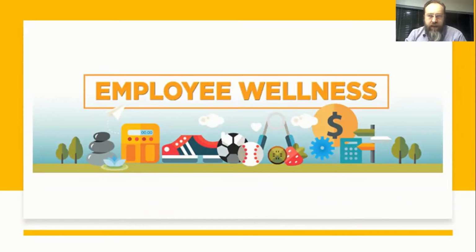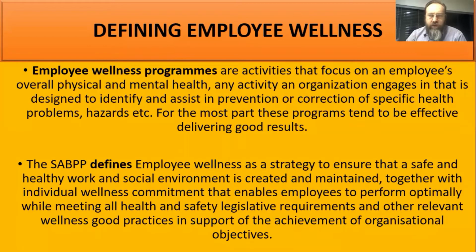So what I'd like us to look at is some of the employee wellness strategies. And I think the best way of kicking off this particular module, outcome 2, is to look at a definition of employee wellness. And of course, this is the activities that focus on the overall physical, but also the mental health. Any activity that an organization engages in, which is by design there to identify and assist prevention or correction of specific health problems or occupational hazards. And of course, this will then lead, similar to what we said with module 6, learning objective 1, to high levels of performance, productivity, and motivation.